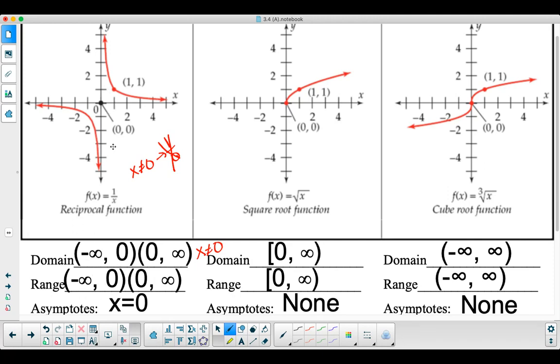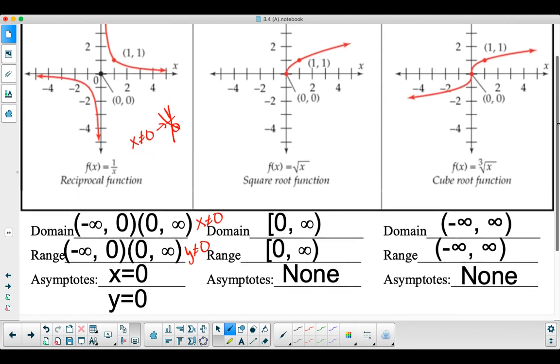Your range, since that's your y values, that's going to be your outputs. You will never get an output of 0 here because your top number is always 1. The only time with a reciprocal function that you can get 0 is if your top number is 0 and your bottom number is not. So your range is going to be the same thing. Your y value or your output is never going to equal 0. So negative infinity to 0, 0 to infinity.